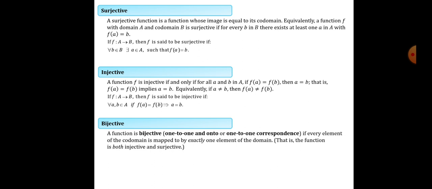So it says a function f is injective if and only if for all a and b in A, if f(a) equals f(b), that means their image is the same, then the elements will also be the same, right?